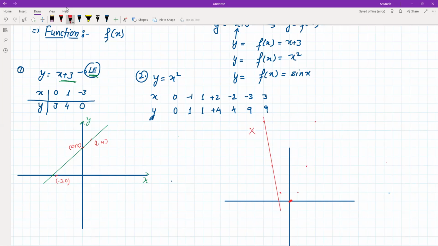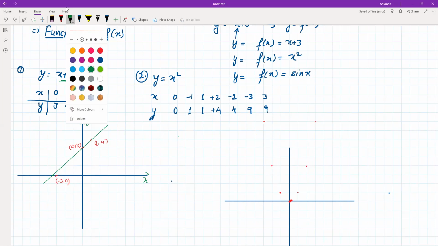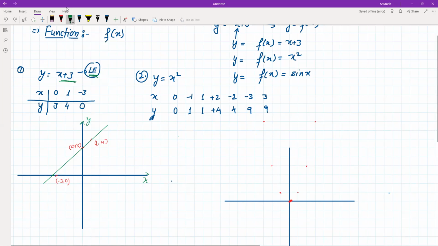Is it clear? So it is not a straight line. What it actually is, it will be a curve. So if I start joining them now, one by one, I'll end up drawing a curve like this. Is it clear? So what do we get? We get a curve like this.